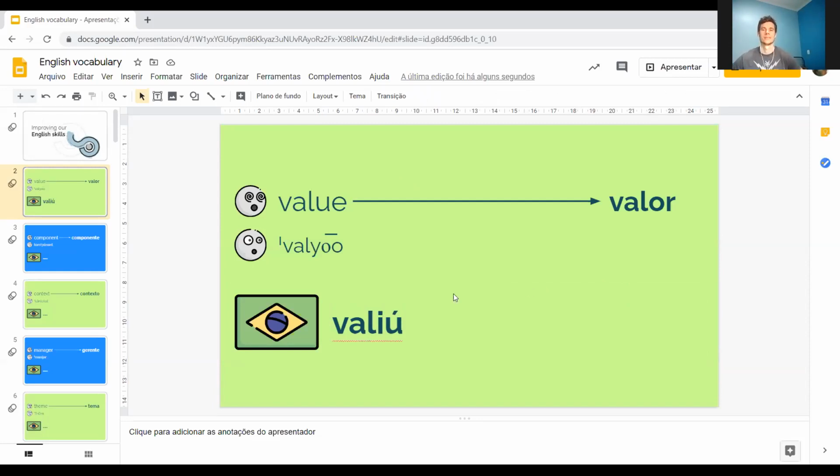Value. Okay. How can we use that in a sentence? Okay. So in a sentence, I would say: I need to know the value of my product before I sell it. Is that fine? Great. Perfect. Next one.